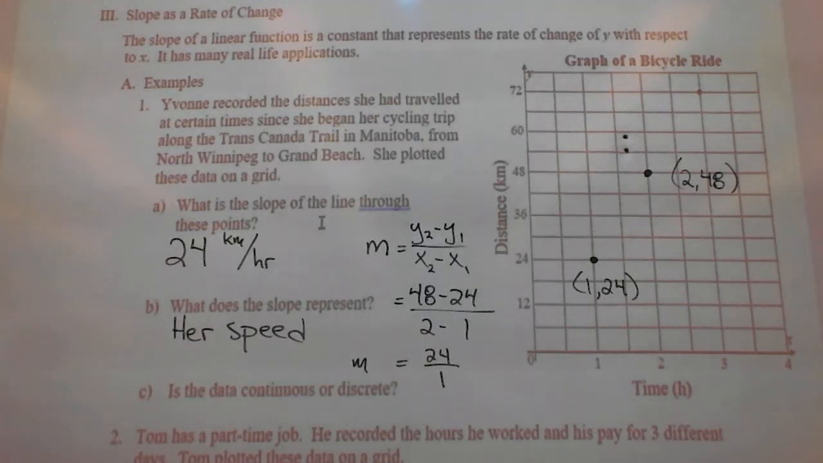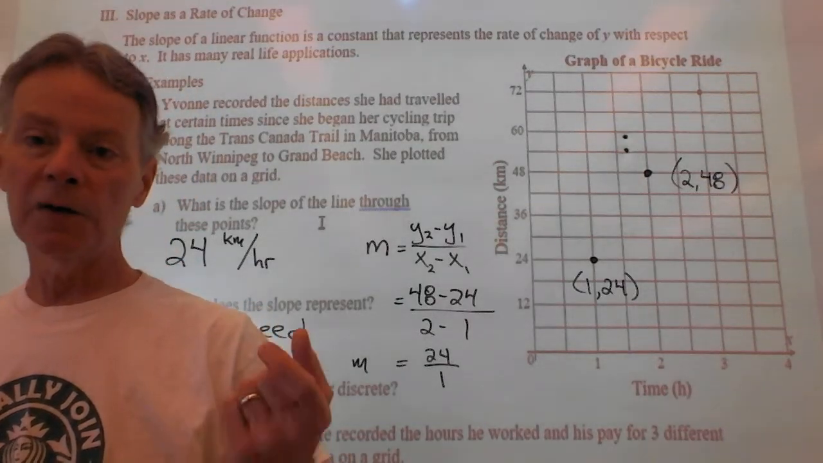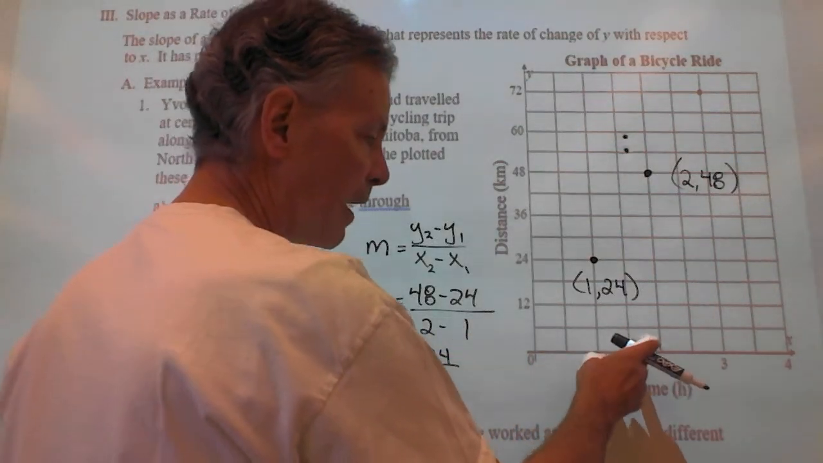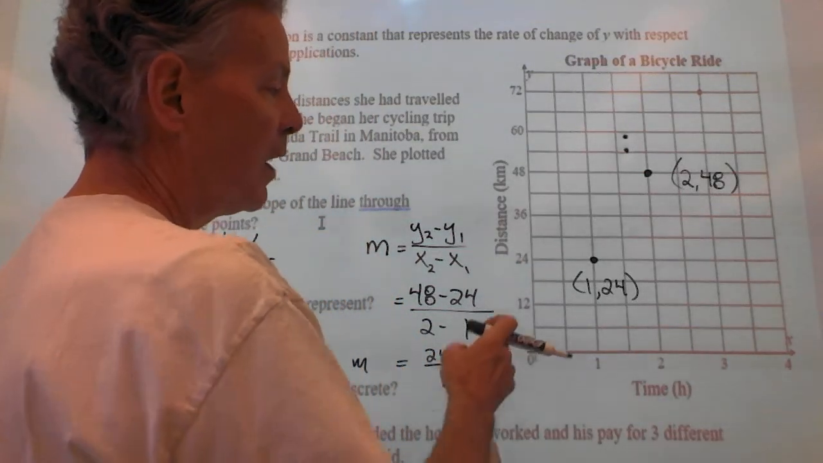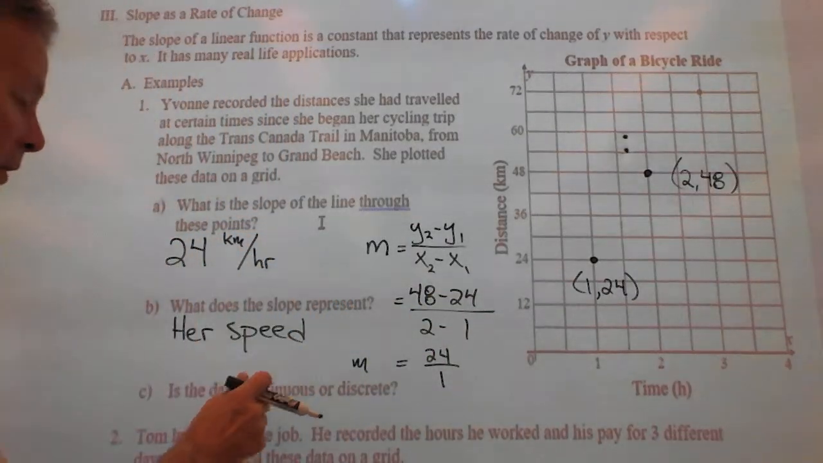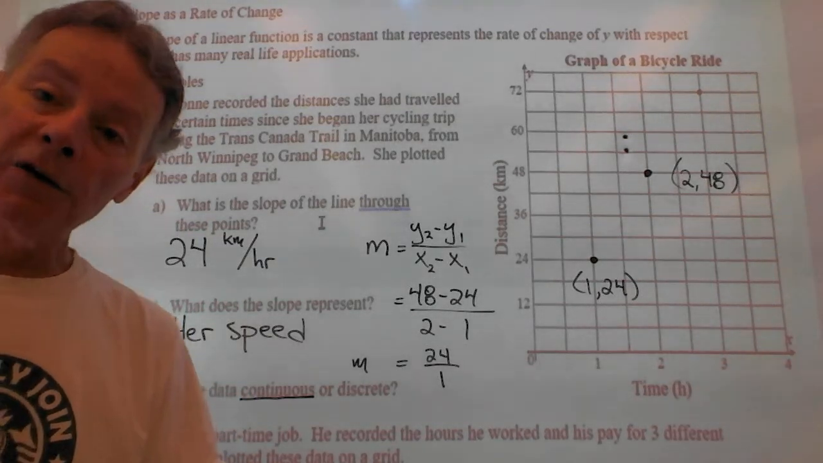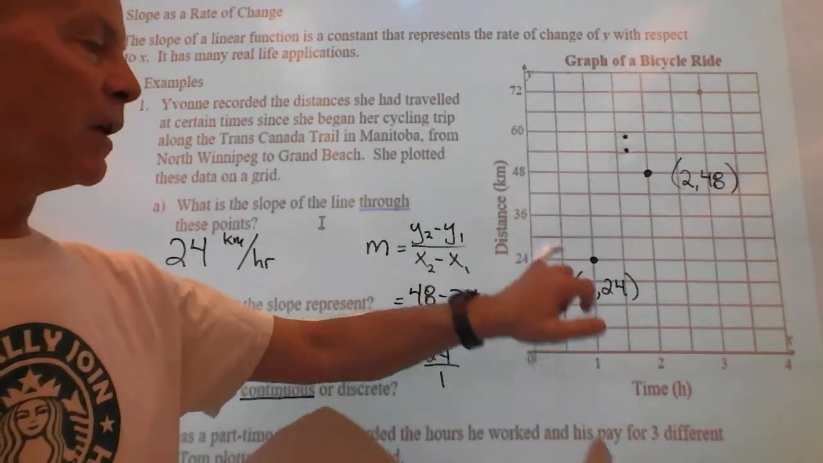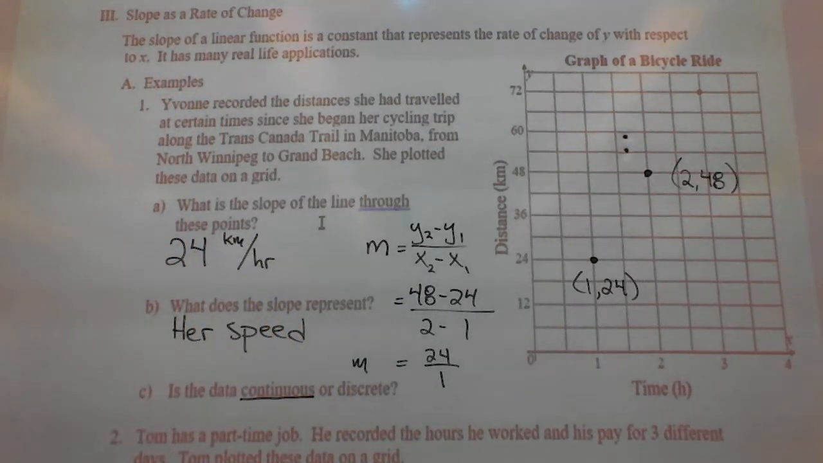Is the data continuous or discrete? Well, all you need to ask yourself is, are partial values reasonable? So would it be reasonable to talk about 1.5 hours or 1.3 hours? Would it be reasonable to talk about distances of 13 kilometers or 14 kilometers? Yeah, it would be. So in this case, our data is continuous because partial values in between values make sense. And generally, anytime you have something that's measured, you'll have a continuous relation. Okay? So, continuous.